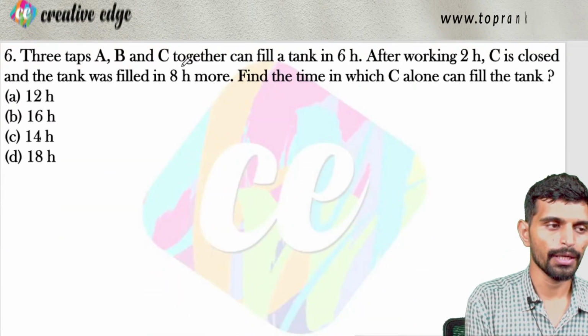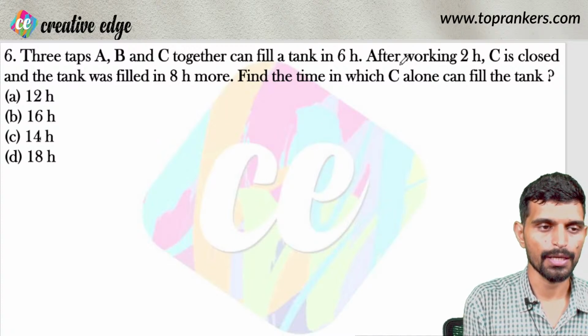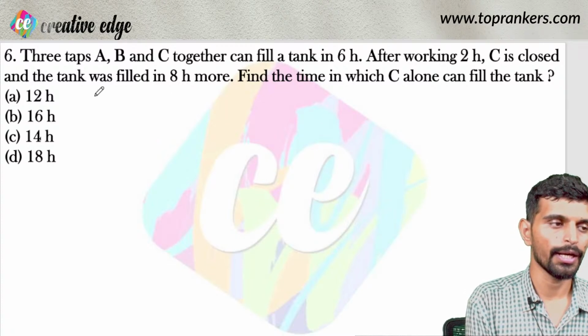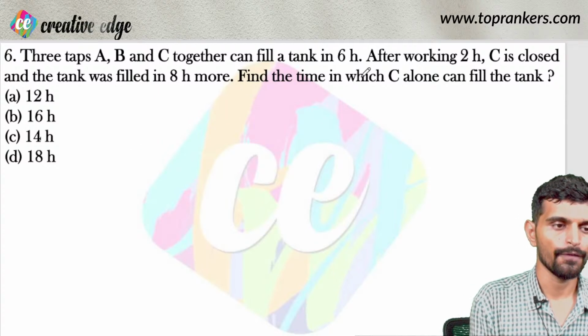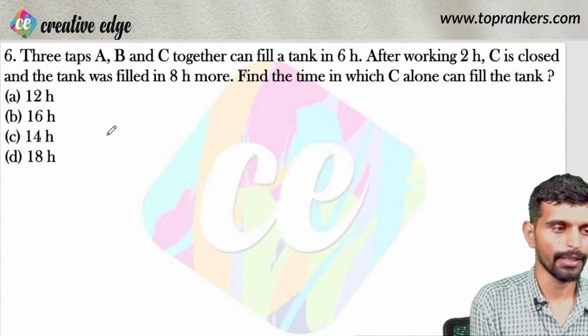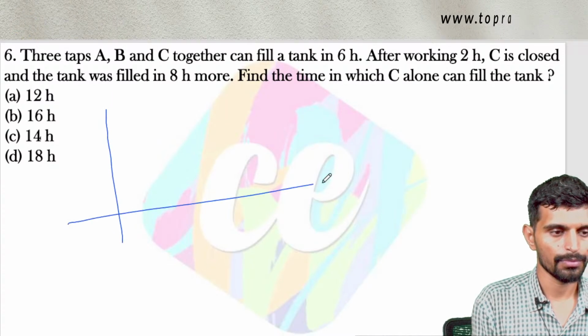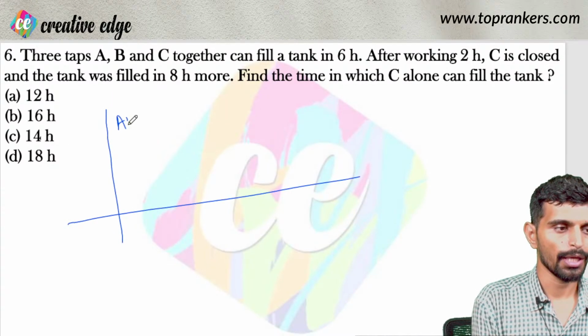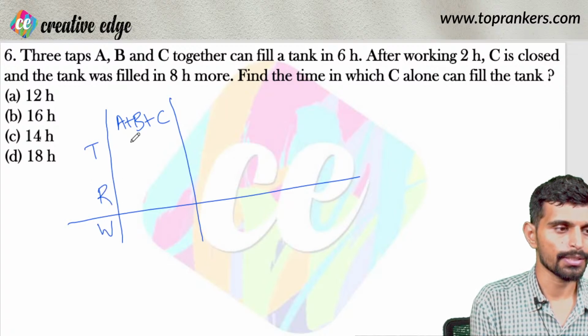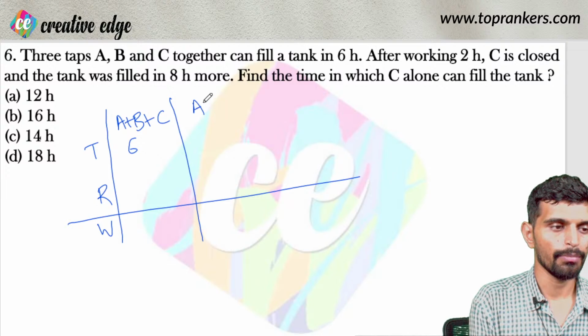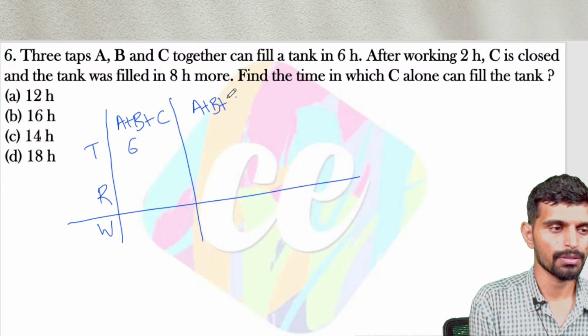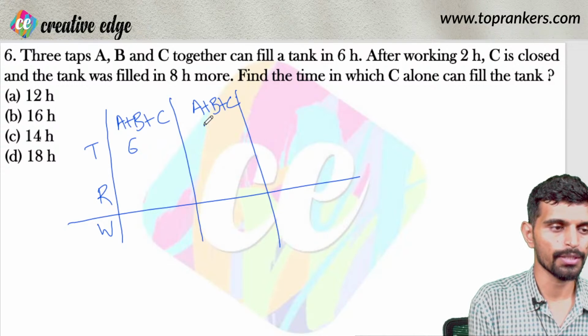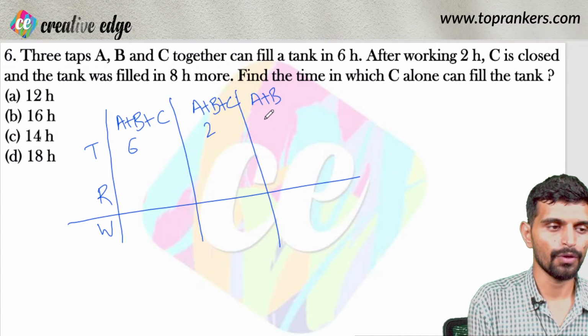3 taps A, B and C together can fill a tank in 6 hours. After working 2 hours, C is closed and the tank was filled in 8 more hours. Find the time in which C alone can fill the tank. So A plus B plus C, if they all work together, take 6 hours. A, B, C all worked for 2 hours. Then C is closed, and A and B work for the next 8 hours.